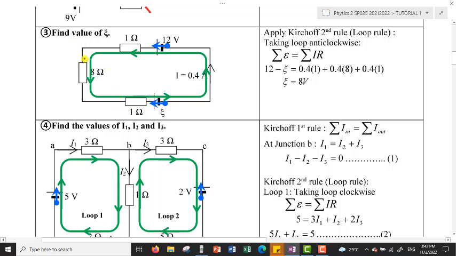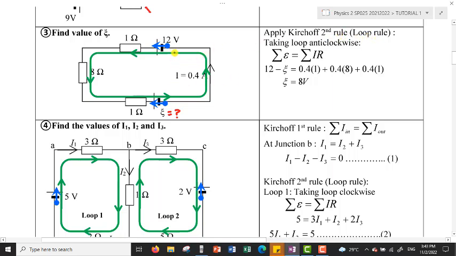So question 3, we are given a circuit loop, and we want to find the value of EMF. We want to find what is the value of this EMF battery. Once again, in this circuit loop we do not have any junctions, so we cannot apply the junction rule. So we move straight to Kirchhoff's second rule, the loop rule. So I'm going to apply the loop rule.